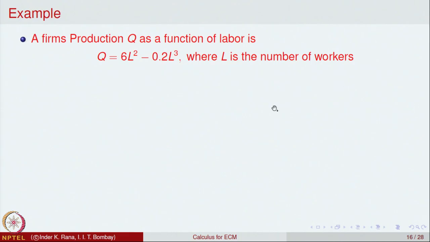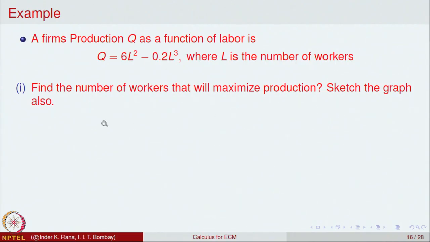So, we are given that a firm's production Q as a function of the labor is given by Q is equal to 6 L square minus 0.2 L cube, where L is the number of workers and Q is the production. So, production depends on how much labor is employed in that firm. So, what we would like to know is to find the number of workers that will maximize the production. So, that is one question, and we want to sketch the graph also of that.